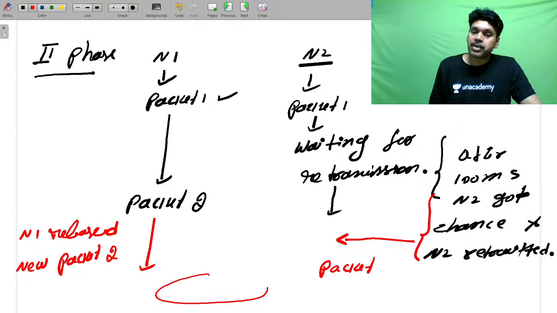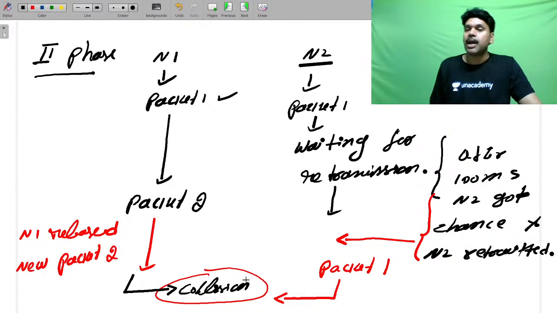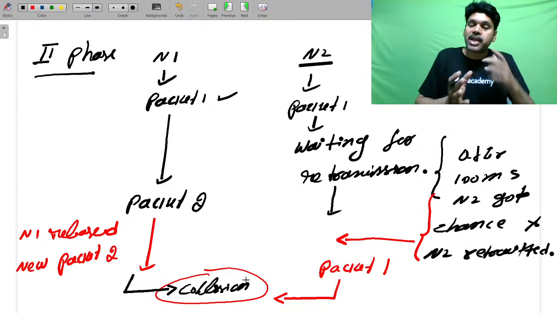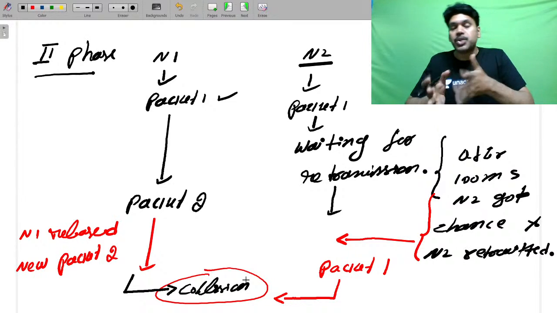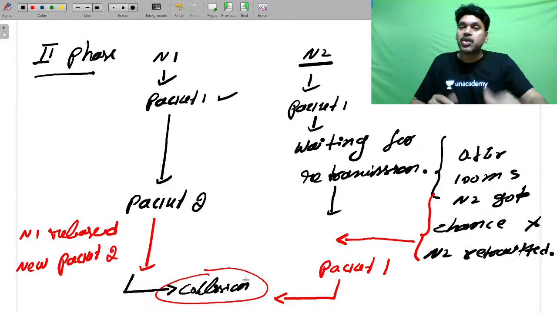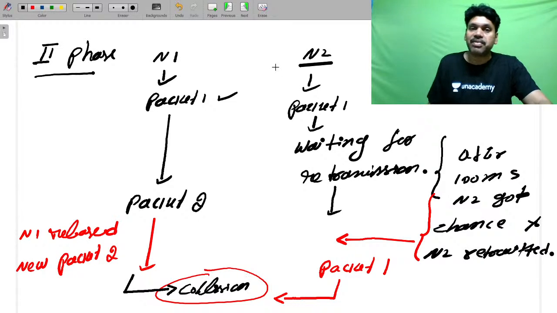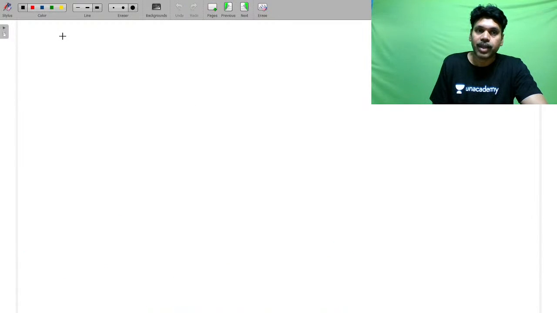The data of packet 2 and the data of packet 1 unfortunately never really occur at the same time, but if at all they are under collision for some reason, then what will happen? Again, N1 has to choose the slot number, and N2 has to choose the slot number. How they are going to choose the slot number in the second phase, we will see. Now we are talking about N1 packet 1 success and N2 packet 1, which is retransmitted.